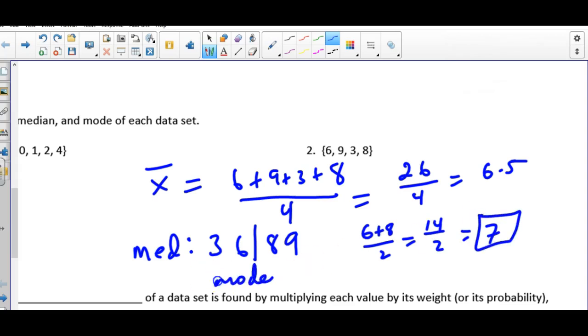And then for mode, which number appears the most frequently? None of them. None of those appear the most frequently. They all appear once.